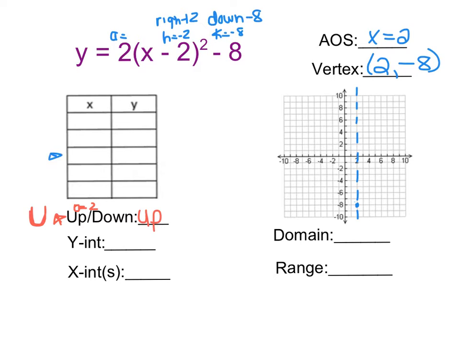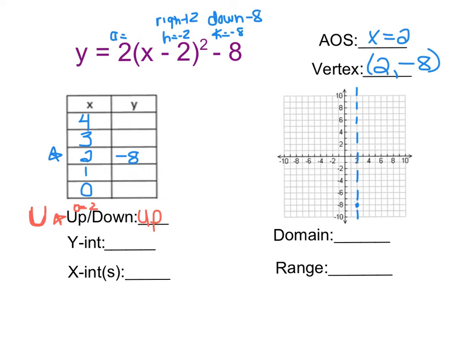So here now we're going to put our vertex in the middle of our table because our vertex is the middle of our graph, which makes sense. So it's the middle of our table because it's in the middle of our graph, and we're going to find some points around it. So I'm going to find some points that are lower, find some points that are higher. So we're going to find and calculate what y would be when x is 4, 3, 1, and 0.